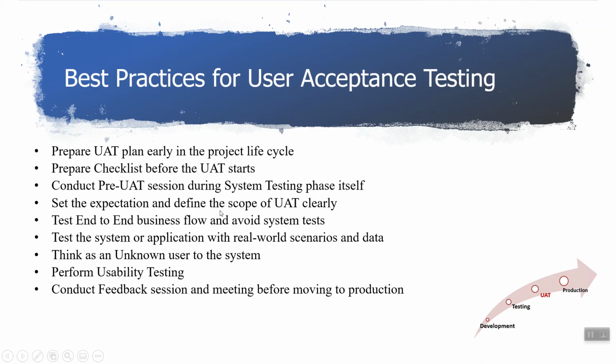Set the expectation and define the scope for UAT clearly. Test end-to-end business flow and avoid system test. Test the system or application with real-world scenarios and data. Think as an unknown user to the system. Perform usability testing. Conduct feedback sessions and meetings before moving to production. These are some of the best practices for the UAT testing.